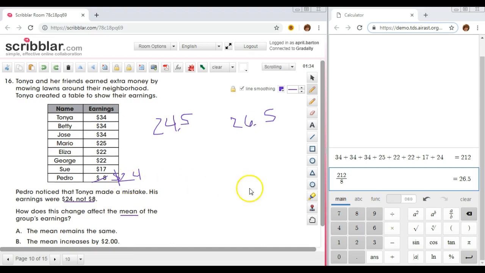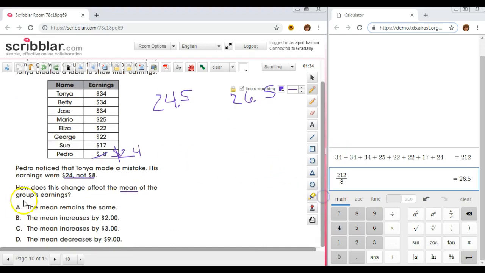So then we can look at our answer choices. The first one said they remained the same, which it does not. The mean increased by $2, and that's how much we went up by. 24.5 add 2 does give us the 26.5.